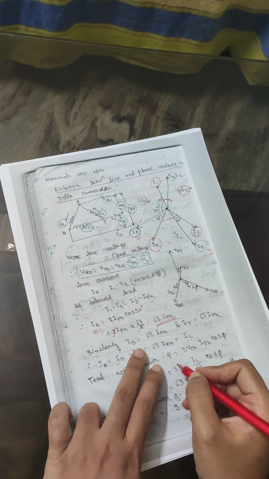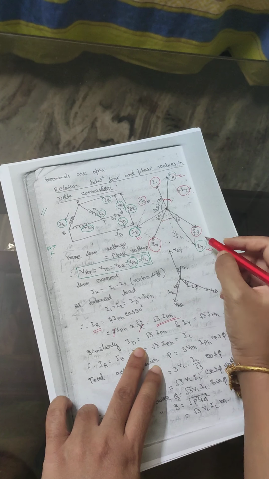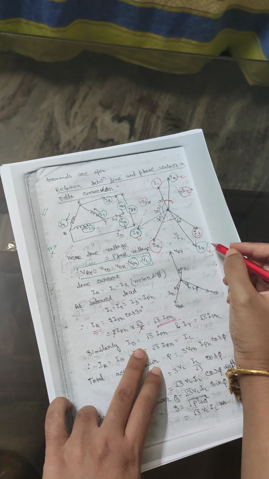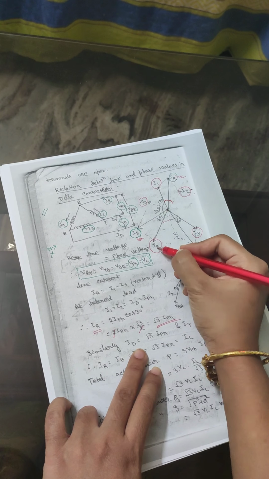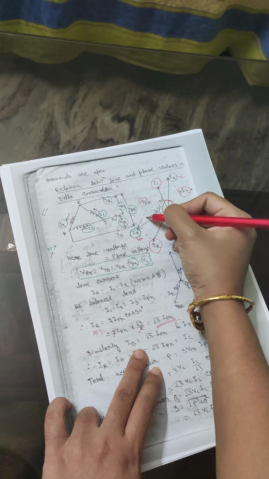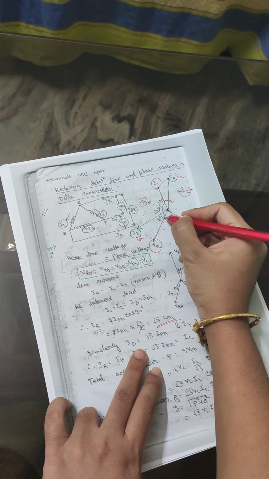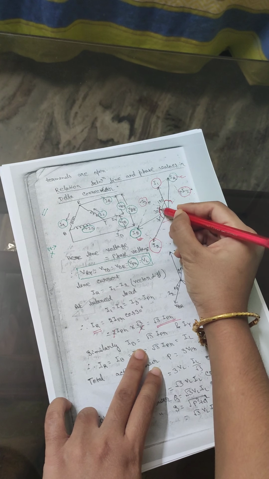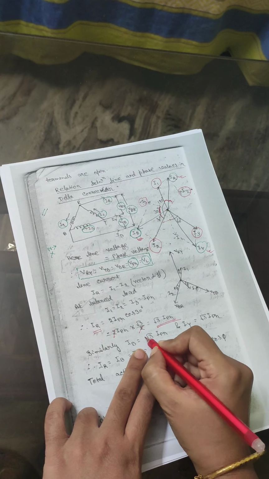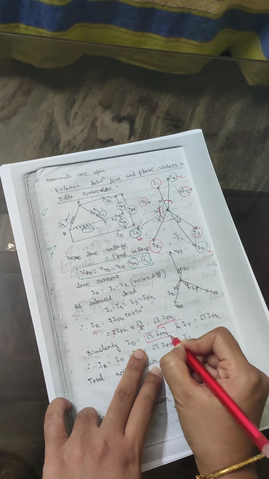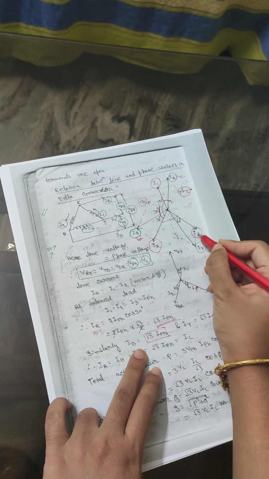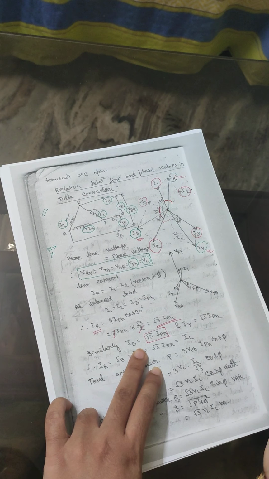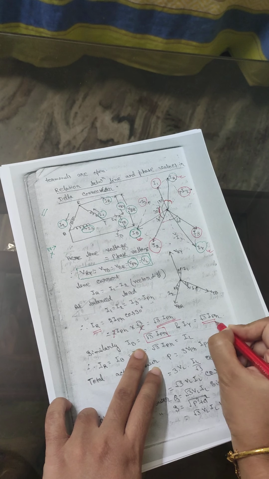In the case of the blue line, that means IB, it is the vector summation of I2 plus or minus I3. This angle is 30 degree and that angle is also 30 degree. So this one is also √3 I phase, and IY is the vector summation of I3 plus or minus I1. That's why this one is also √3 I phase.